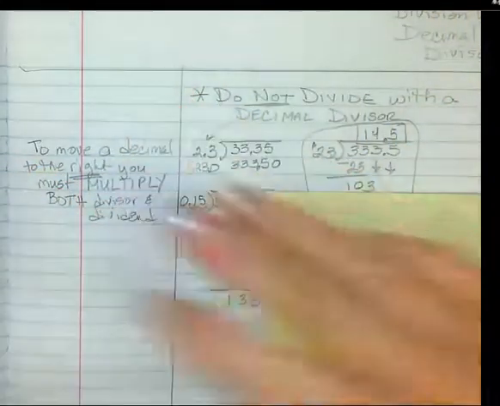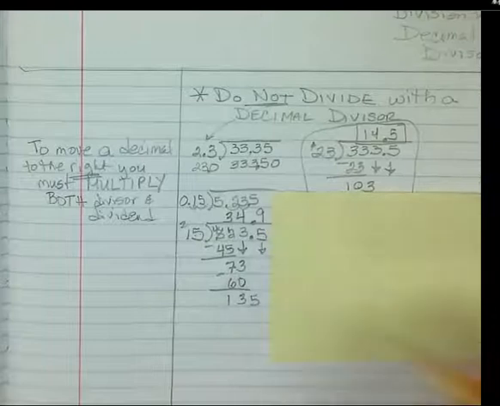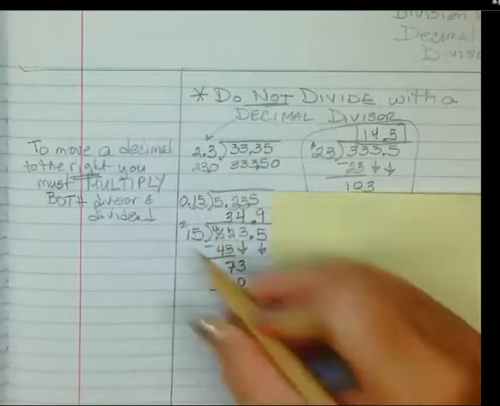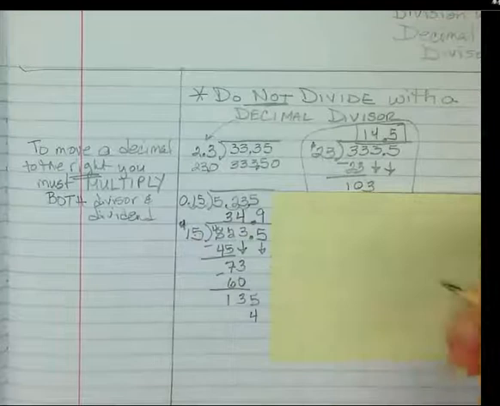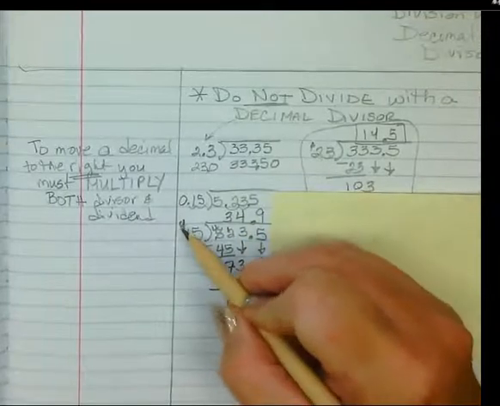120. Ooh, I bet it's 9. 9 times 5 is 45. Let me change that to a 4 because I'm carrying. 9 times 1 is 9, plus 4 is 13.